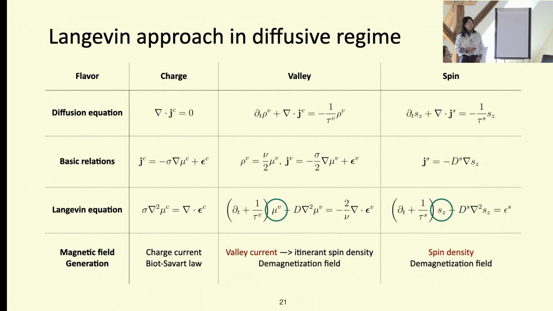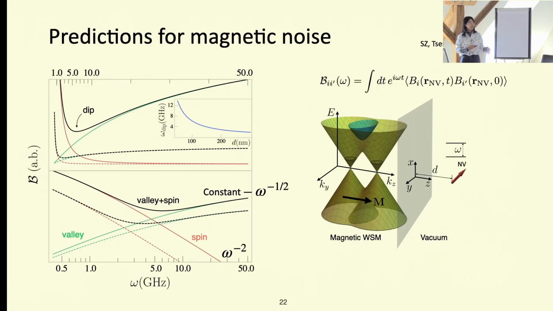And then going to spin, we have the same diffusion equation, but the main difference between valley and spin here is that the spin density is diffusing. So the spin density here is like a charge. The diffusing charge for the valley is a chemical potential, and the physical quantity that generates magnetic field is the valley current. So there's this difference here. And due to these simple things, we get actually quite different spectral characters for valley and spin.